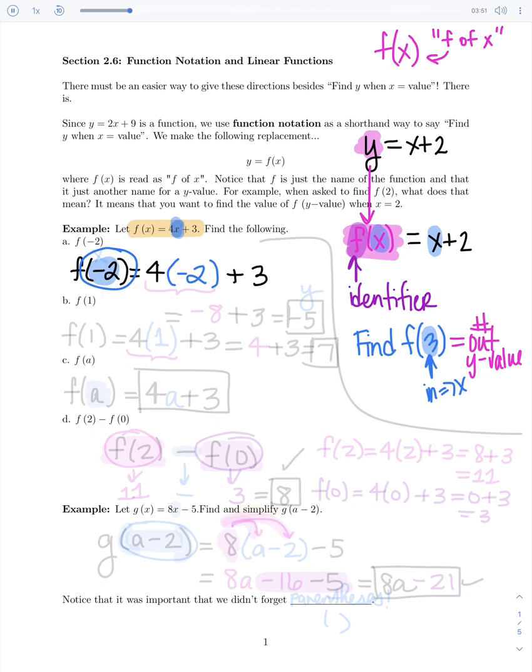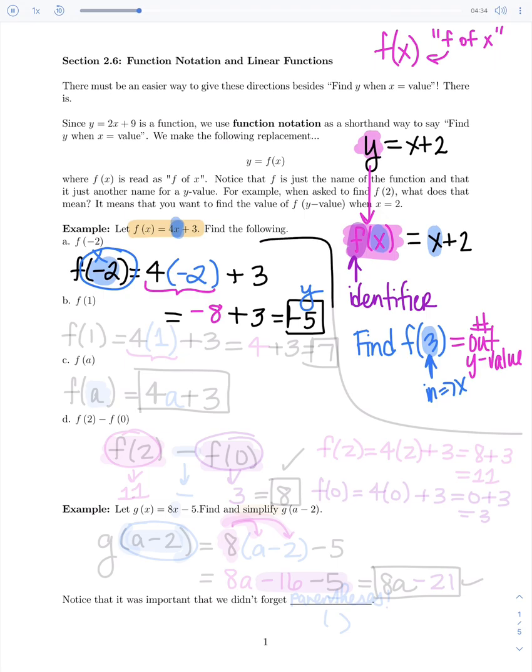Now, all you have to do is follow order of operations. Order of operations tells you to do the multiplication first, 4 times negative 2, which is negative 8. And then we've got the plus 3, which gives negative 5. And that's our final answer. So when my math lab asks what f of negative 2 equals, you'll just input negative 5. But what this actually means is that if you plug in an x value of negative 2, you get out a y value of negative 5 in this function.